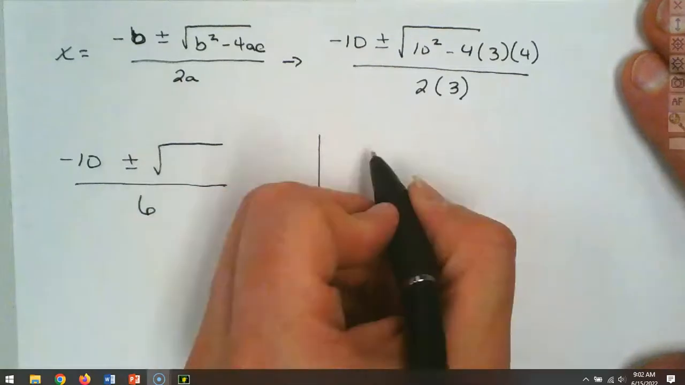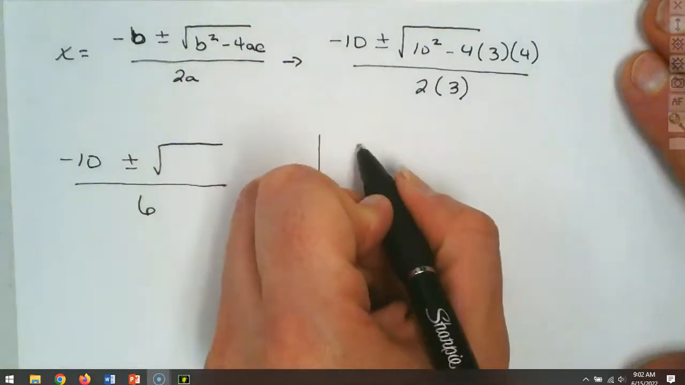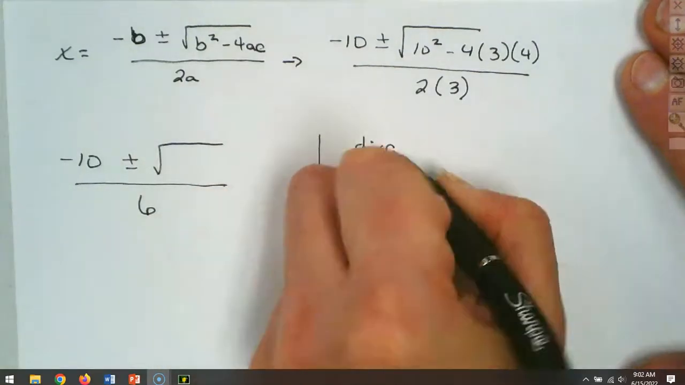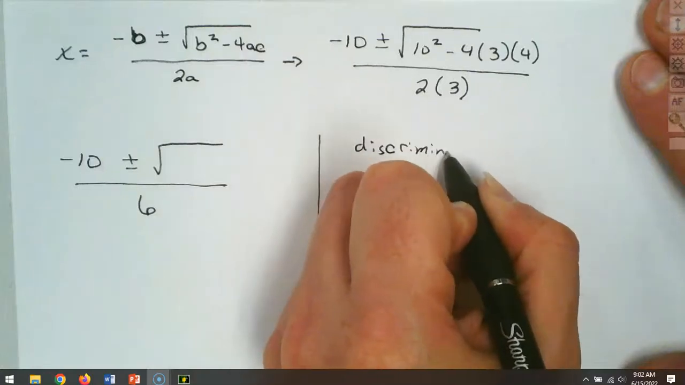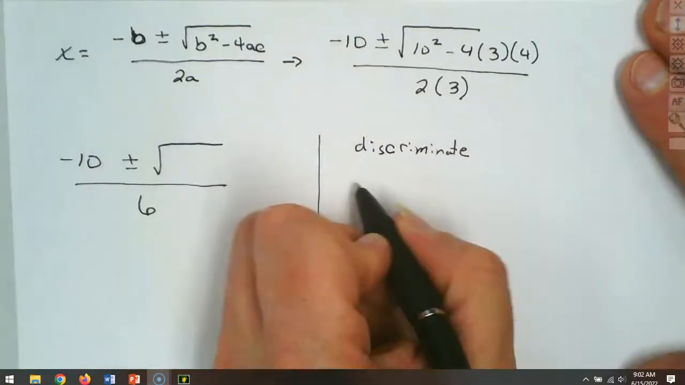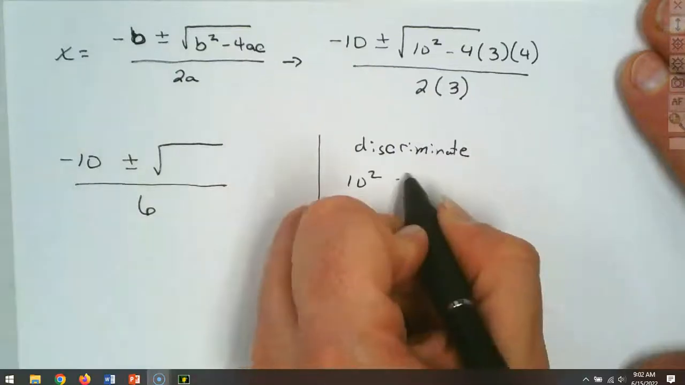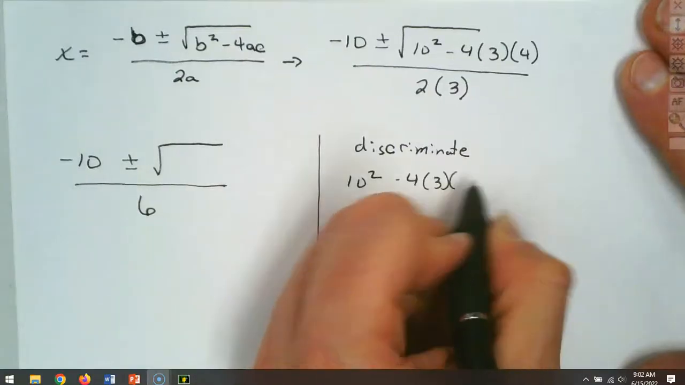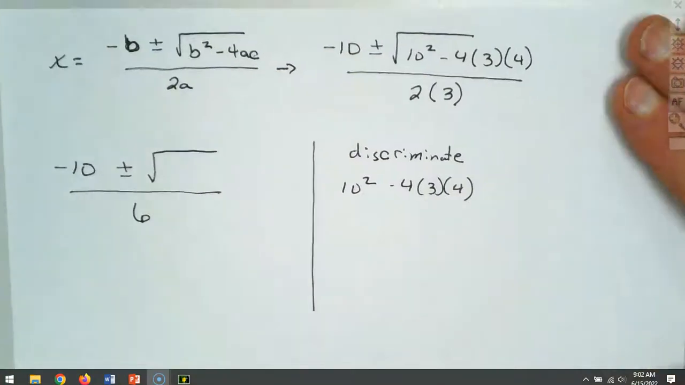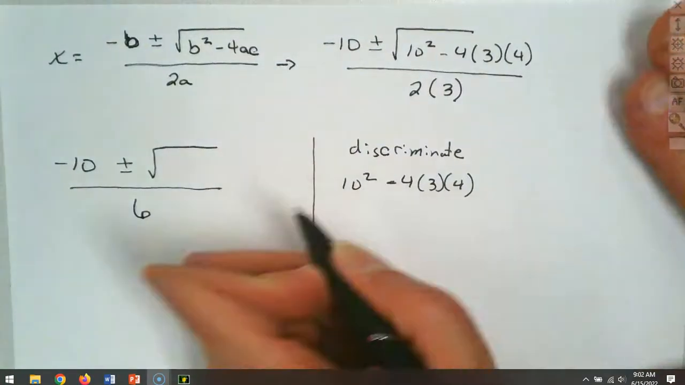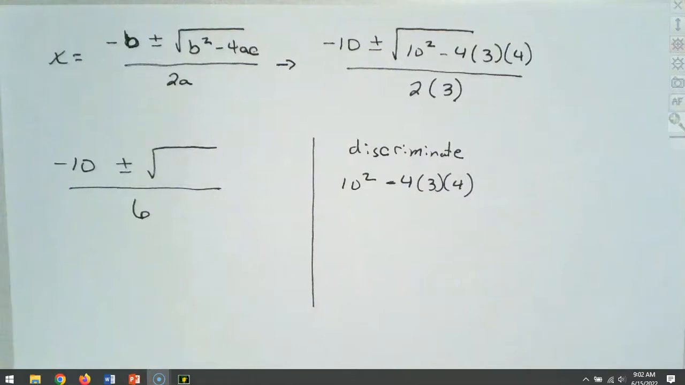Next, we focus on what's underneath our square root, and that's our discriminant. And what is our discriminant? Well, the discriminant is 10 squared minus 4 times 3 times 4. And this is going to bring back a little bit from what we learned from 1.3. If this discriminant comes out to be a negative number, that means it's going to be imaginary, because negatives underneath that root come out as imaginary.